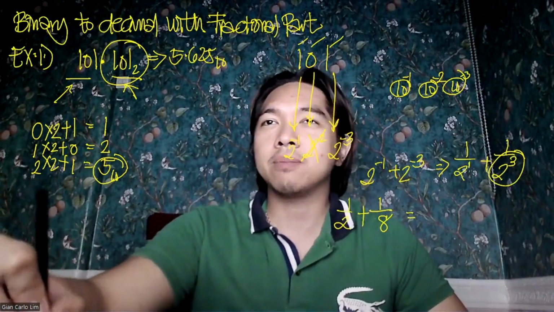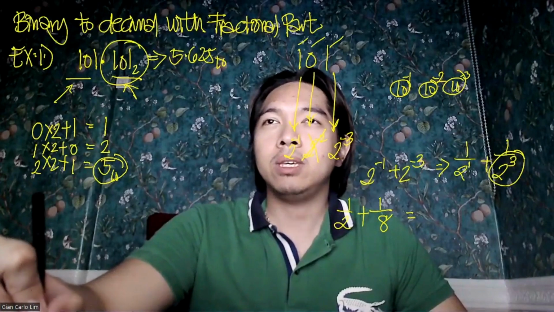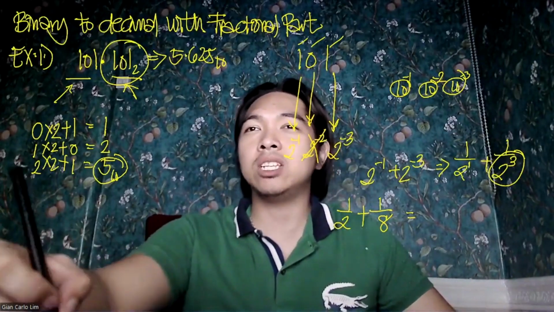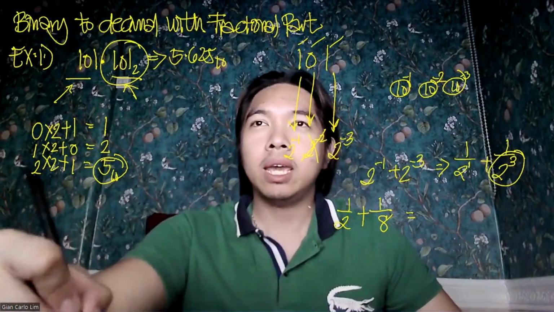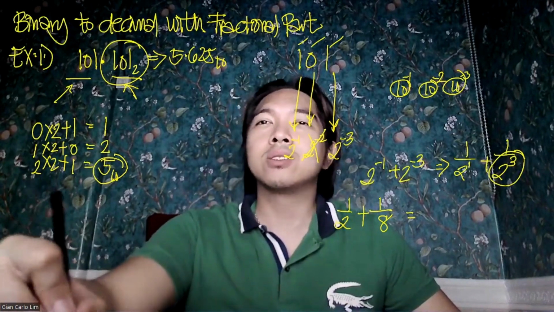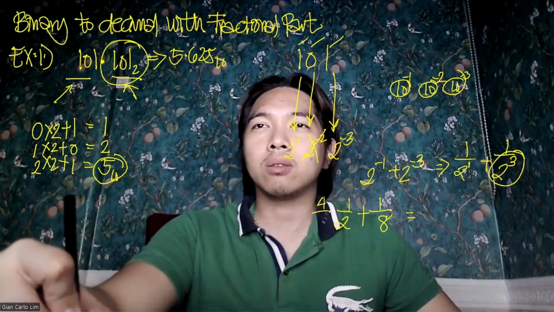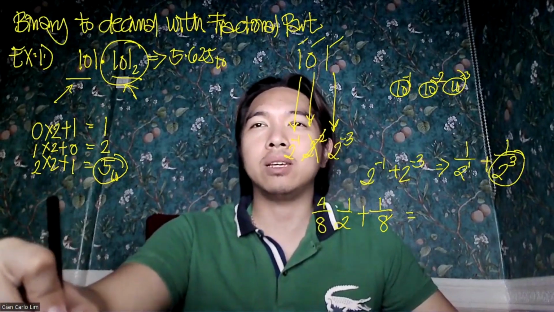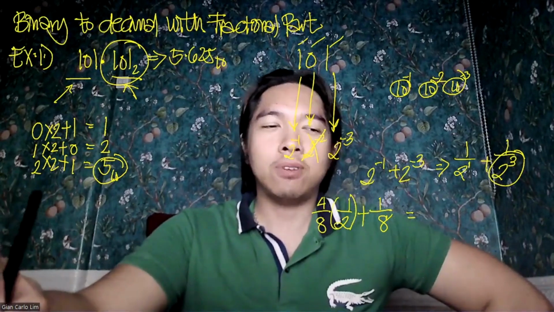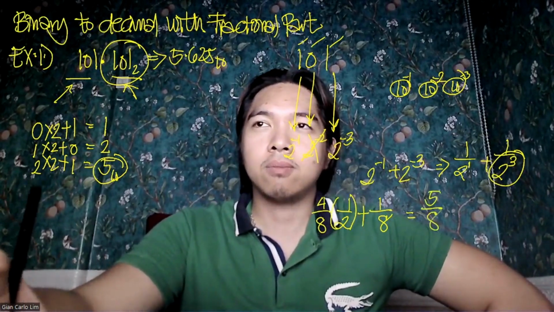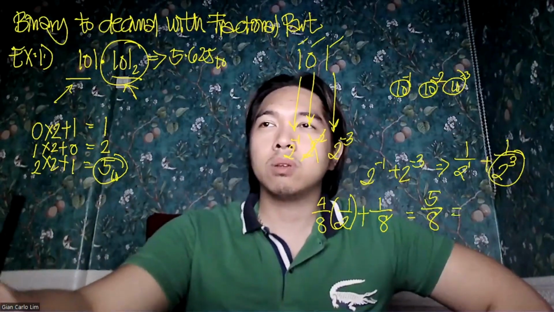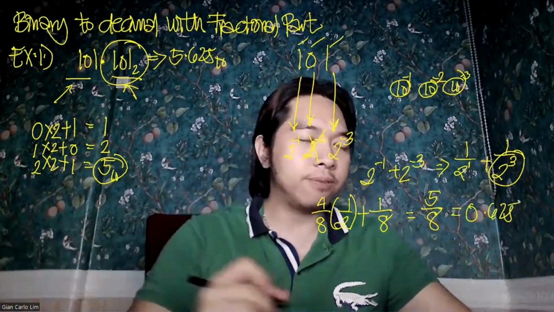So 1/2 plus 1/8 would then be equal to how many? Let's apply addition of fractions. If we're going to turn 1/2 to eighths, so that is 4 over 8. Plus 1 over 8, and that would be 5 over 8. And we know that 5 over 8 is equal to 0.625. So let's verify first.